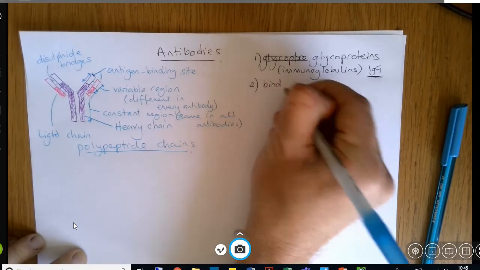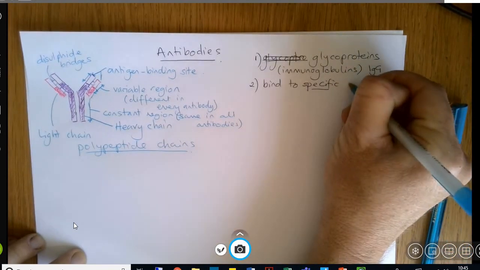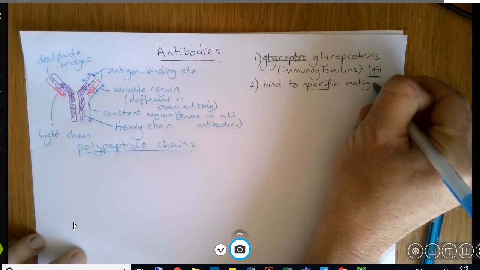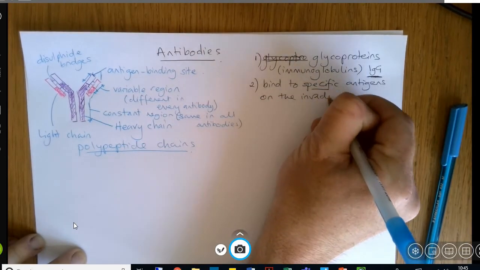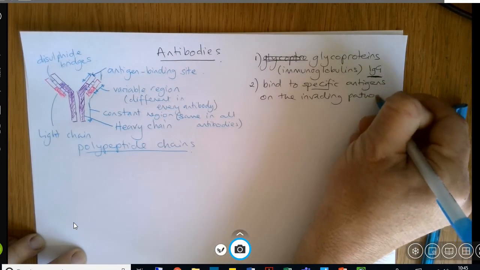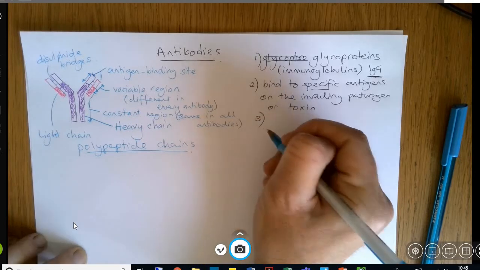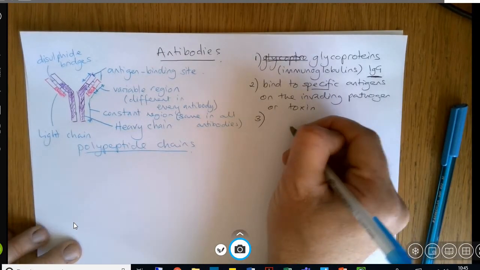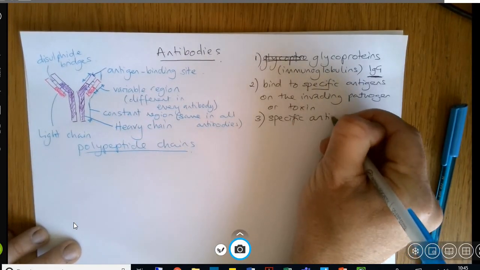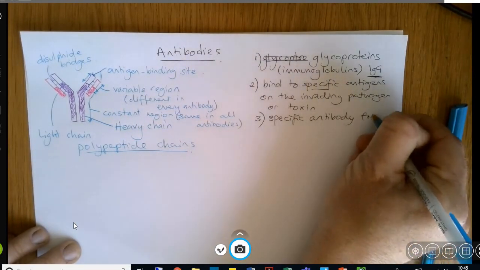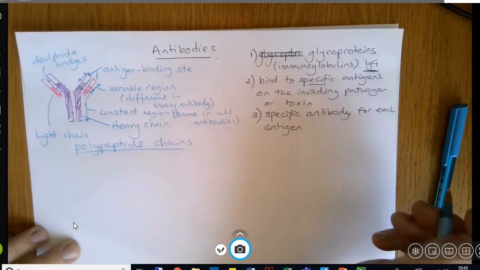They bind to specific antigens on the invading pathogen or its toxin. As I mentioned, there is a specific antibody for each individual antigen that invades your body.